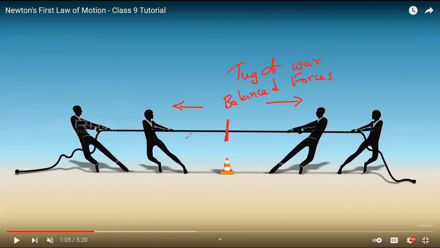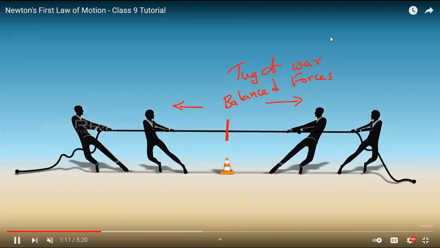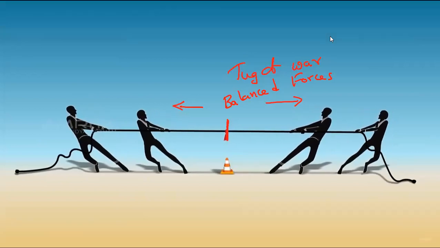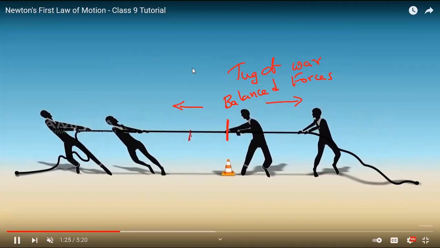Balanced forces will never create any motion. Understand, everybody? Now you can see the force is exerted in balance in both directions, so the rope is not moving in any direction, because they are applying equal forces in both directions. So, the force is balanced. Is it okay, Hari? Danishka? Yes, please. Yes, sir.